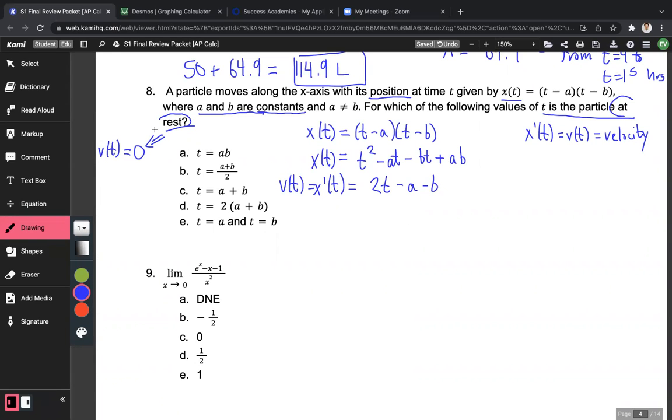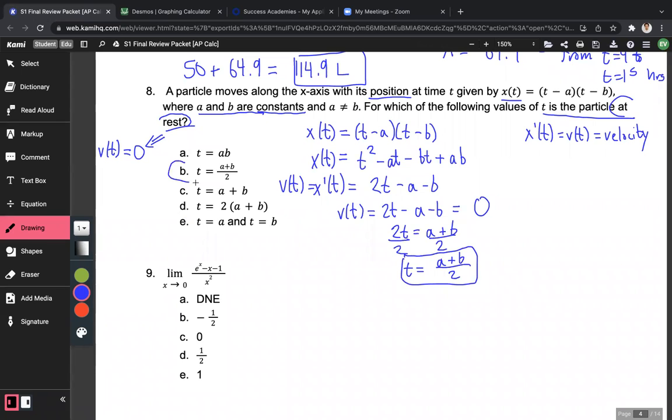I want to know, when is this at rest, i.e. when does this equal 0? So v of t equals 2t minus a minus b is going to equal 0. All right, at this point you might be thinking, okay, well, now what do we do? I've got 3 unknowns, but check out your answers. All your answer choices are in terms of t, a, and b. So here, I just need to do some pretty simple algebra. I'm going to add a and b to both sides to get 2t by itself. Divide both sides by 2. I should get t equals (a plus b) over 2.